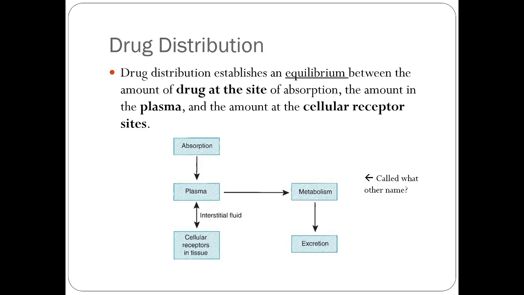Drug distribution establishes an equilibrium. So this is the volume of diffusion. This equilibrium is maintained between the amount of drug at the site of absorption, the amount in the plasma, and the amount at the cellular receptor sites. We have absorption going into the plasma, and then it goes into the interstitial fluid and out of the interstitial fluid back into the plasma. It hits the cellular receptors in the tissue. From the plasma, it goes and is metabolized or biotransformed in the liver, and then we have excretion out.